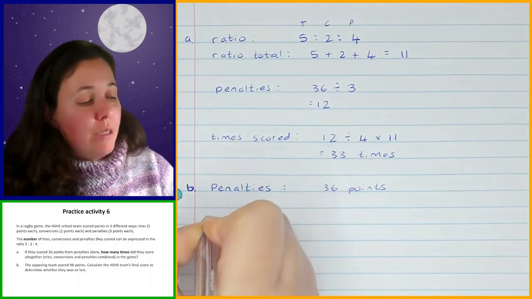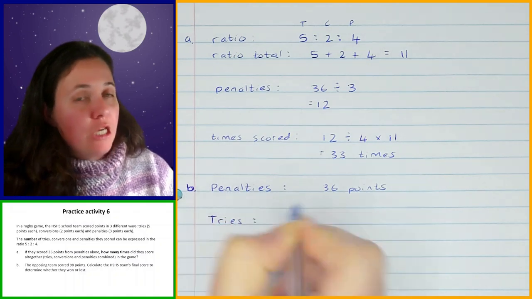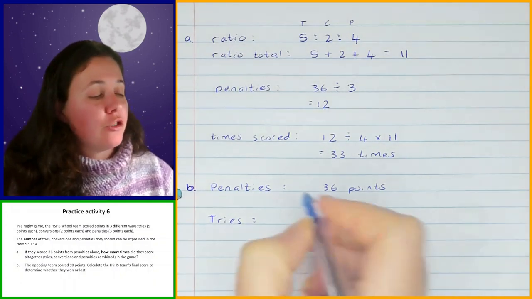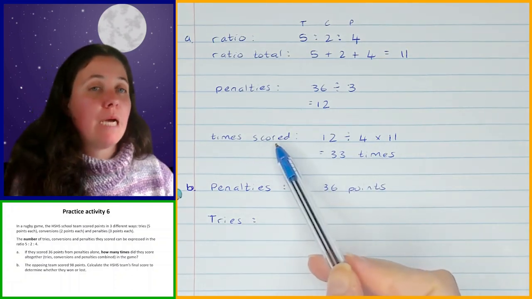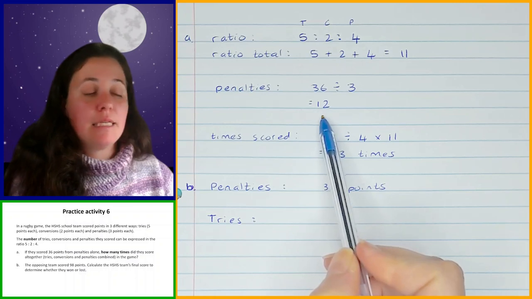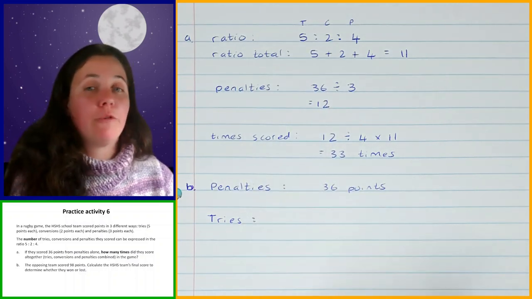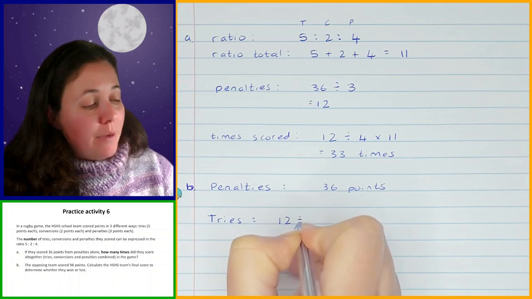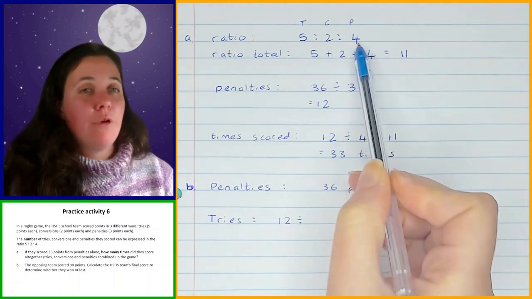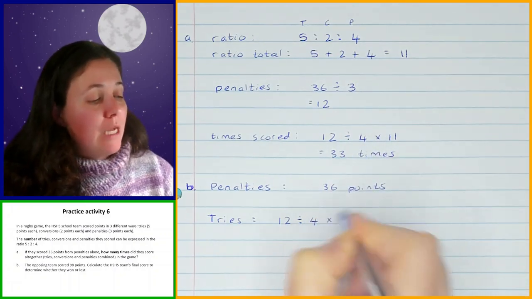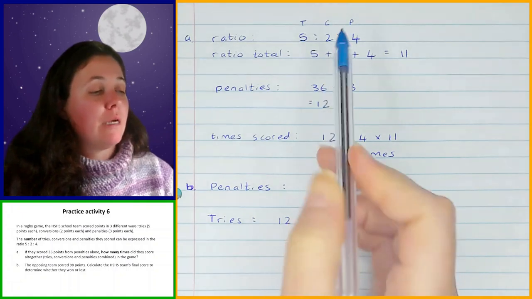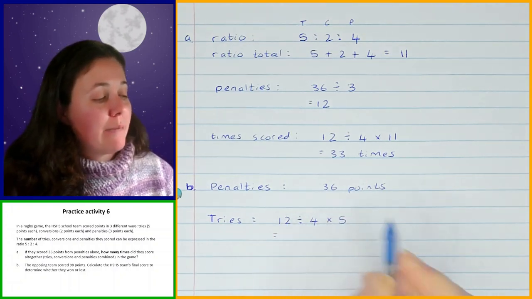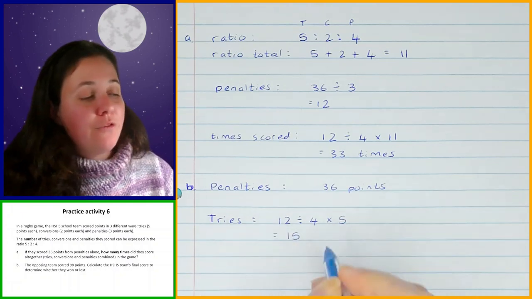Now we're going to work out how many points they got from tries. In order to work out how many points they got from tries, I first need to work out how many tries they got. Just like I did for the total number of times scored, I'm going to use the amount of penalties that they scored in order to work out, in this case, the number of tries that they got. So we know that they had 12 penalties altogether, so 12 divided by the penalties part of the ratio, which was the 4, and then multiply. This time I want to work out how many tries they got, so I'm going to multiply by the tries part of the ratio, so I'm going to times by 5. And that gives me 12 divided by 4 is 3 times 5 is 15. So now I know that they got 15 tries altogether.